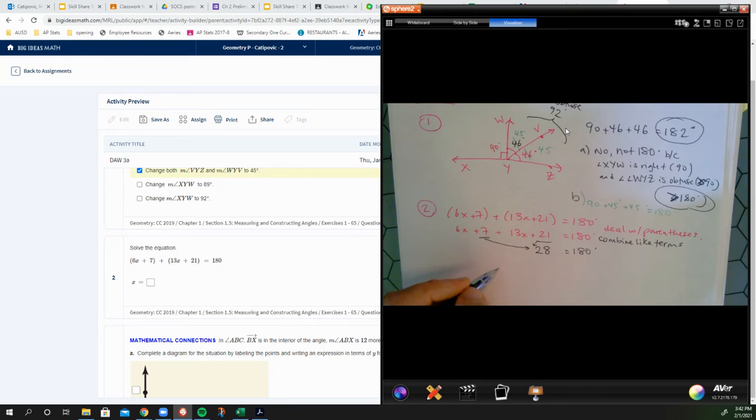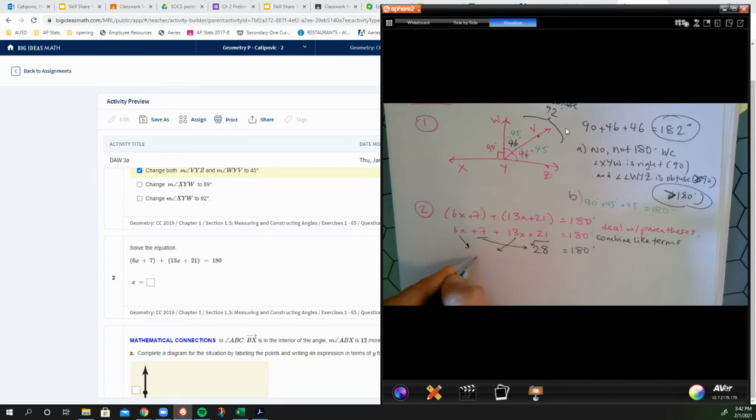And the second thing I'm going to look at is any x's. So I've got 6x and 13x, and those add up to 19x plus 28 is 180. So that's my next equation. And now I just want to solve for x. I'm going to rewrite that because that got really messy. So I want to solve for x.